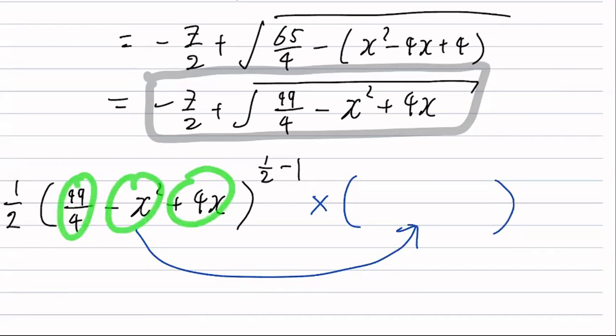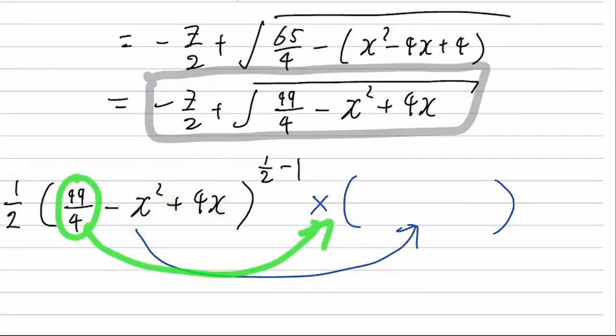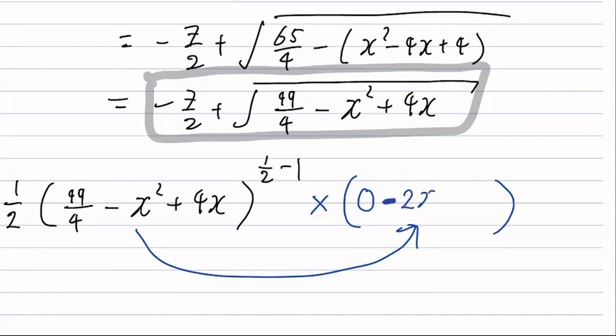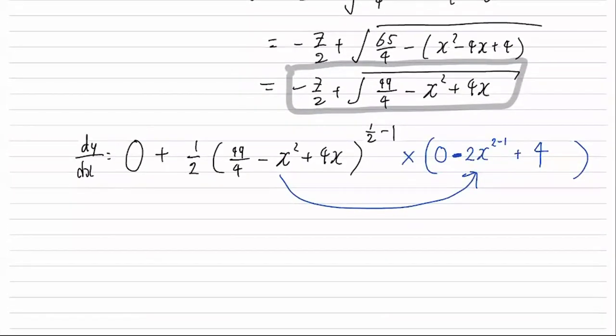So derivative of the inside, what do you do? Term by term differentiation. 49 over 4 is a constant. Differentiate, what do you get? You get a 0, because the gradient of y equals 49 over 4, a horizontal line, is just 0. Then how about minus x squared? Must remember the power rule. So bring down the old power times x to the power of 2 minus 1 to get the new power. Alien language, I'm sure, if you haven't learned differentiation. Plus 4x. What's the gradient of y equals 4x? It's just 4, so put down a 4. Okay, then our differentiation is done.